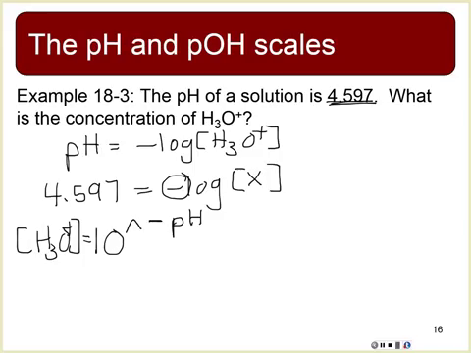You could do it for hydroxide as well. So you could take the negative pOH, if you were given that. So if we do that in our calculator, and we push our second function log, negative 4.597, we get 2.53 times 10 to the negative fifth, I believe.